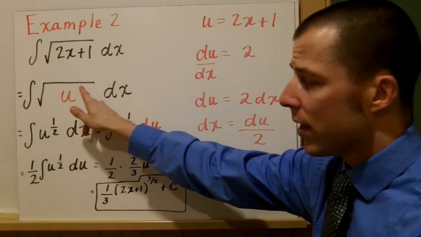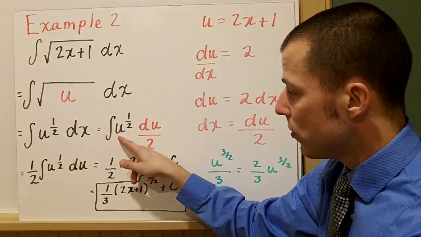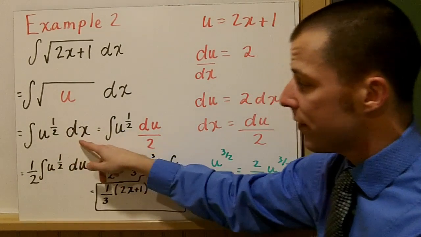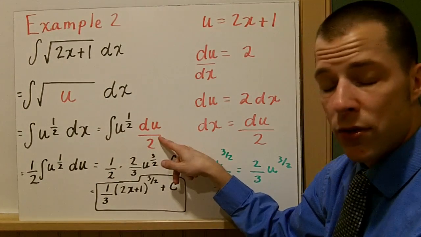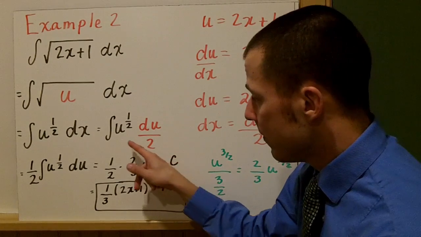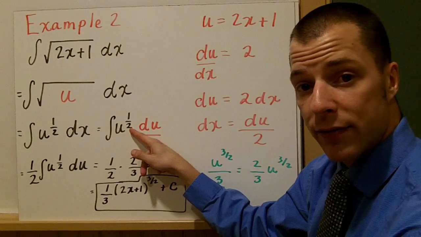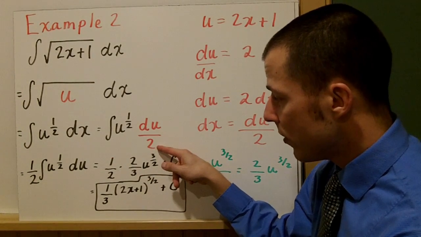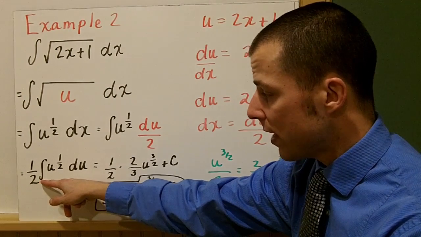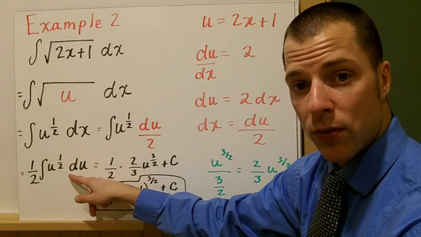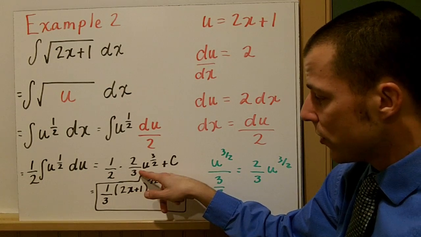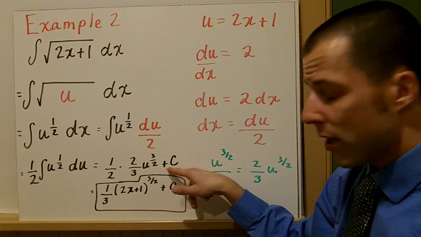I can rewrite the square root of u as u to the 1/2, and that's what I did here. I rewrote this first as u to the 1/2 dx, and then I substituted in what I knew dx to be, du over 2. So now here's what I'm integrating: u to the 1/2 du over 2. I'm going to bring the 1/2 out front like I did in the last example, and then I have 1/2 times the integral of u to the 1/2 du. So I simply integrate now, and I get 1/2 times 2/3 u to the 3/2 plus c.